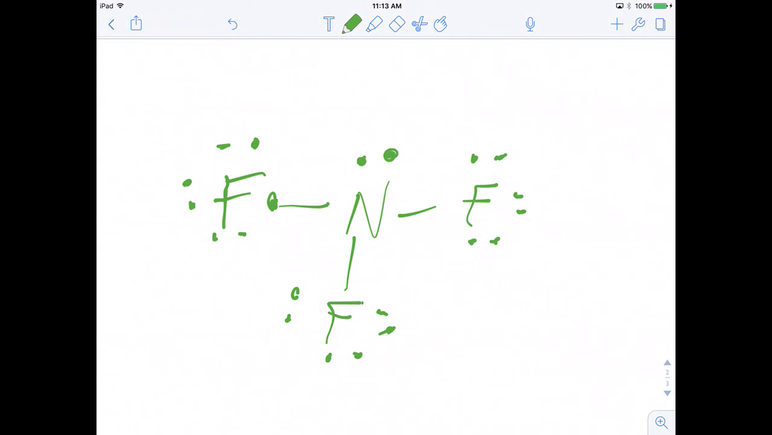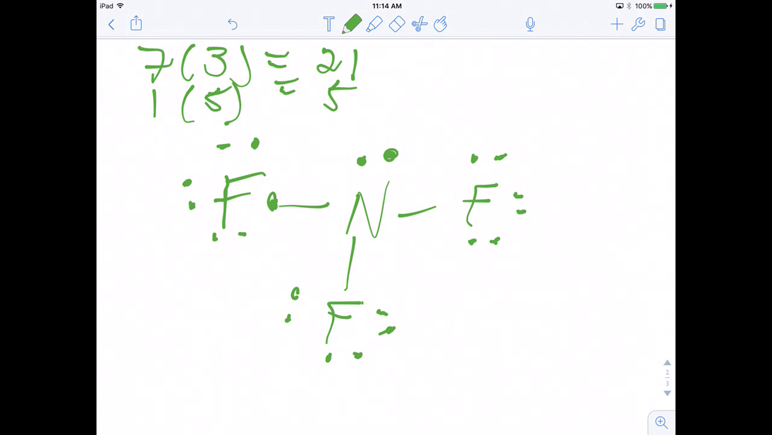You have to do a little bit of counting with electrons. How many electrons are there on fluorine in general? In the valence shell, 7. How many fluorines do we have? 3. How many electrons is that total? 21. How many nitrogens are there? 1. How many electrons on nitrogen? 5. If I add these two up, what do I get? 26 total electrons. Let's count them up: 2, 4, 6, 8, 10, 12, 14, 16, 18, 20, 22, 24, 26. There are 26 electrons. I'm done. This is correct. I've accounted for all of the electrons.